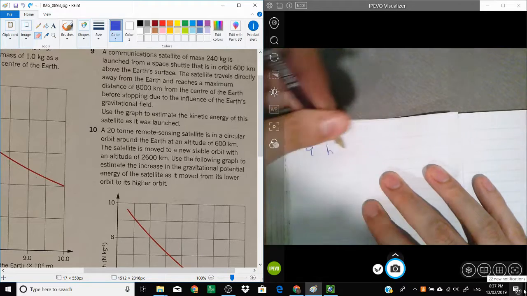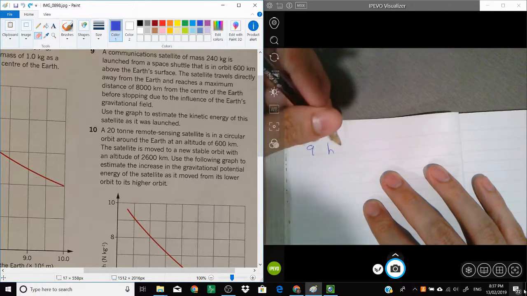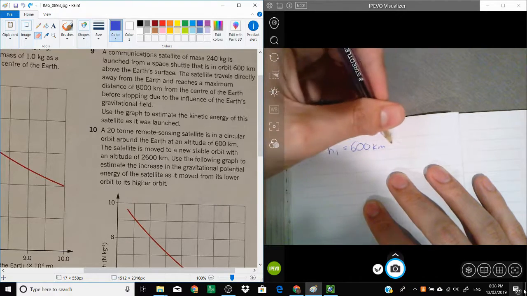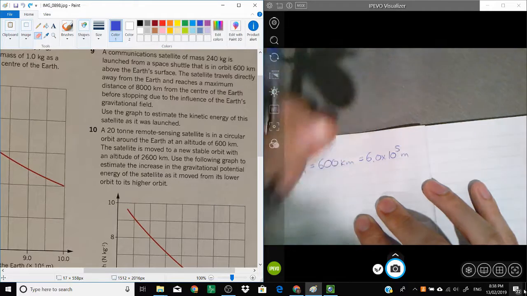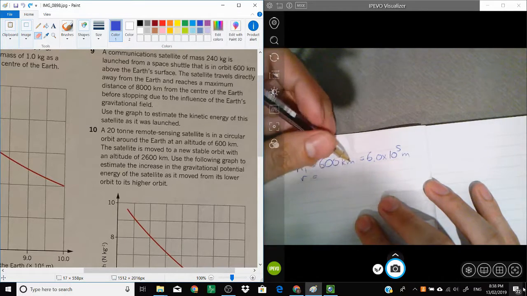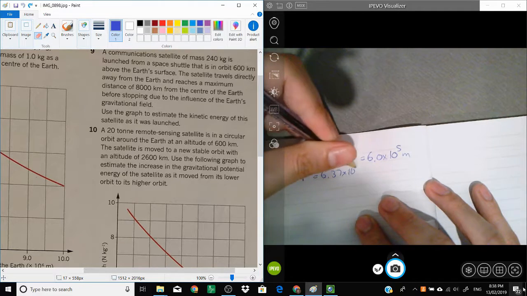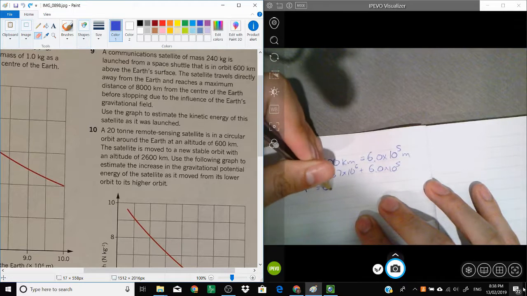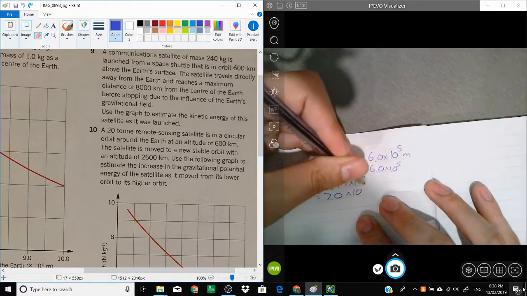All right, first of all, question 9. We go from a height of 600 kilometers to 8,000. Okay, height 600 kilometers, which I'm just going to shortcut to 6.0 times 10 to the 5 meters. And then for the radius, I have to tack on the radius of the Earth: 6.37 times 10 to the 6 plus 6.0 times 10 to the 5. So that's the initial radius, 6.97 times 10 to the 6. I'll round that off to 7.0. I'm not going to get any better than that on the graph.